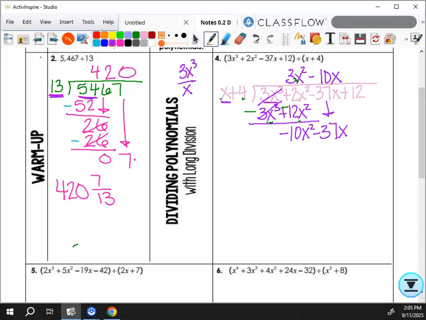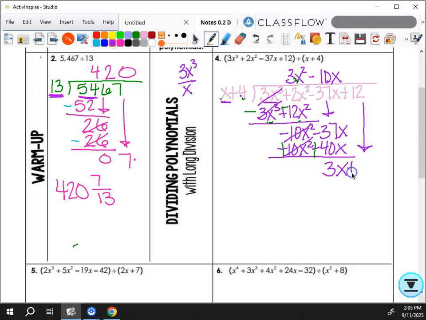Then I multiply it back. Negative 10x times x would be negative 10x squared. Negative 10x times 4, negative 40x. Then what do I do? Change the signs on the second row. These zero out. Negative 37, positive 40 gives me a positive 3x.